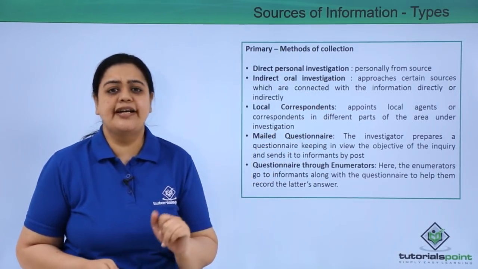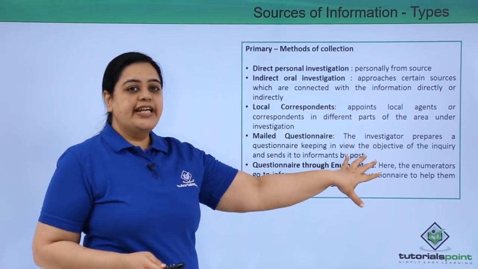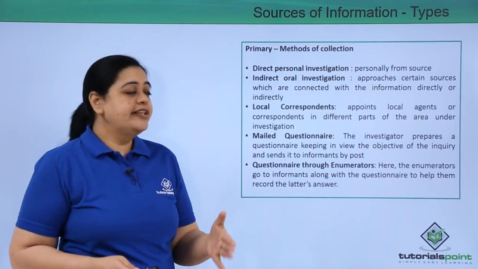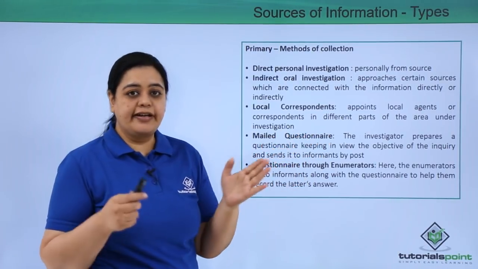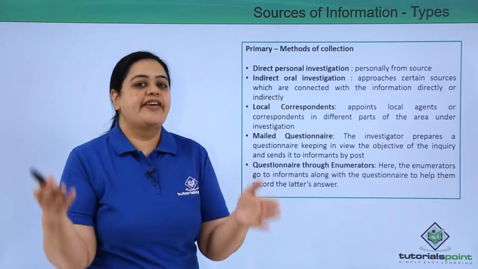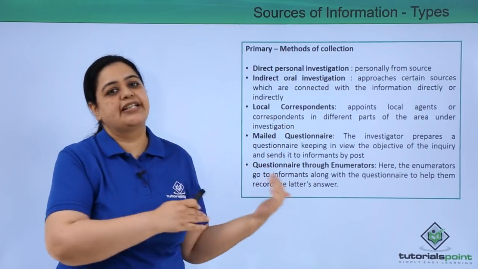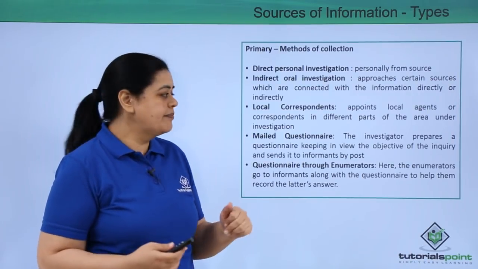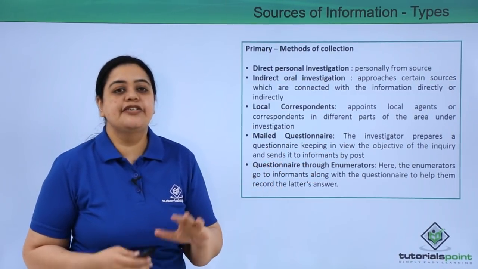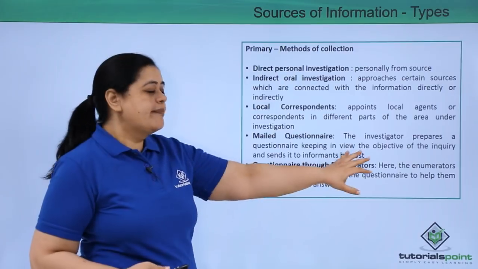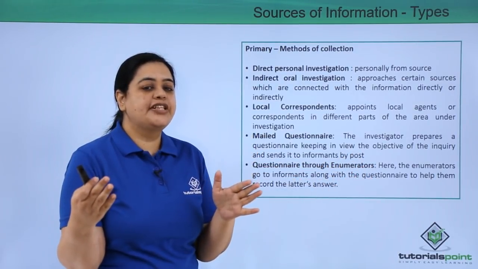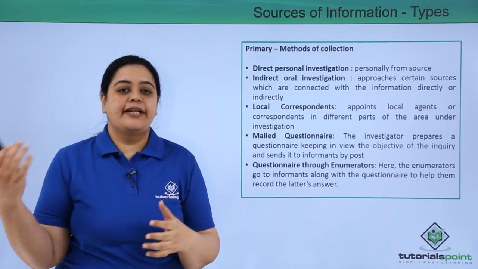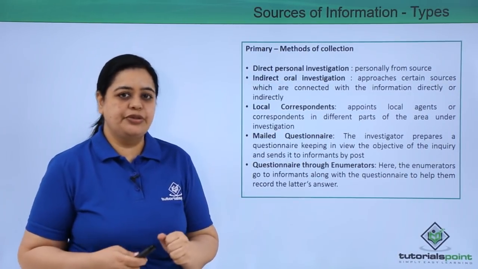Then comes local correspondence. The investigator would appoint a local agent or a correspondent in different parts of the area under investigation. They would go collect the information and pass it on to the investigator. Mailed questionnaire. What does that mean? Here the investigator will send a questionnaire keeping in view the objective of the inquiry, and this would be sent by post and people are supposed to respond to it.